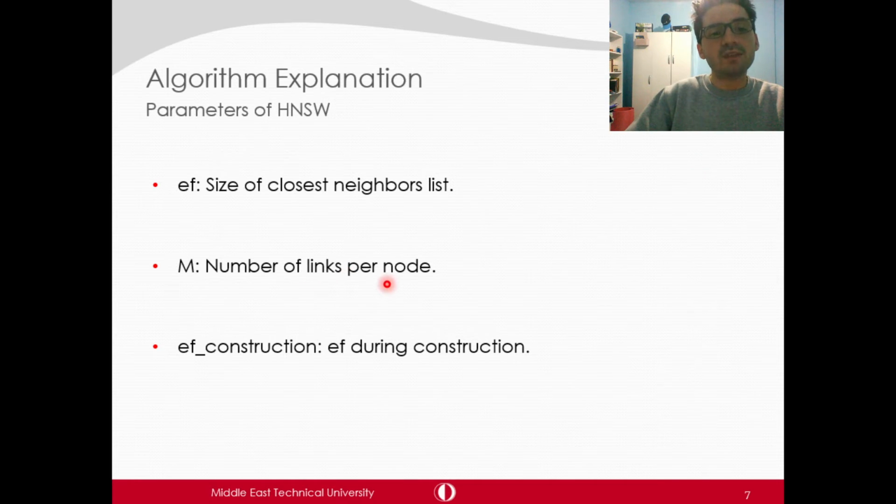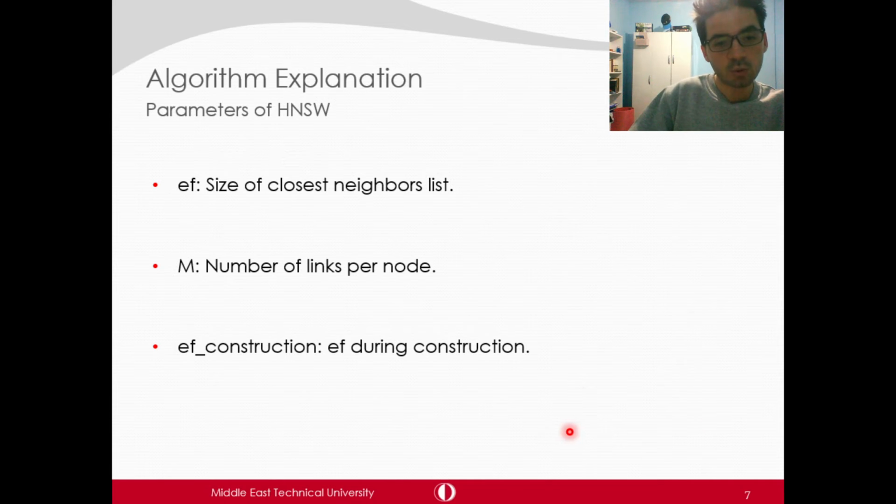M is the number of links created per node. So a higher M gives you better navigating possibilities in the graph of the dataset. So a higher M is better for datasets with high dimensionality. And EF construction is the EF value used during construction. So a higher EF construction makes you construct a better graph, a graph with better connections.